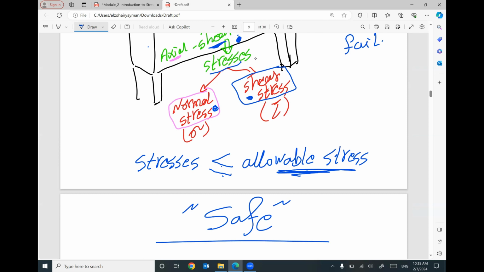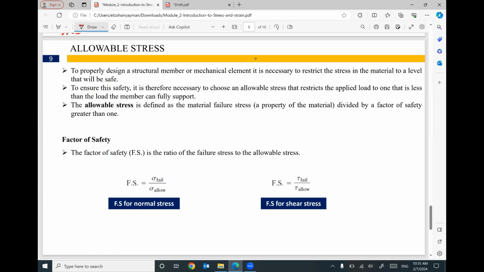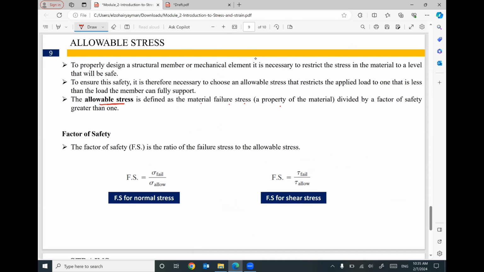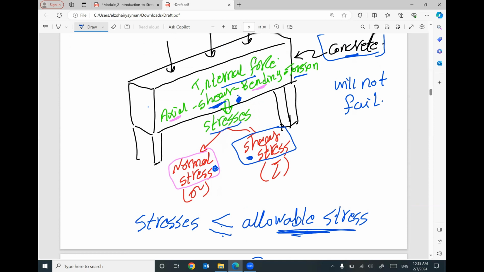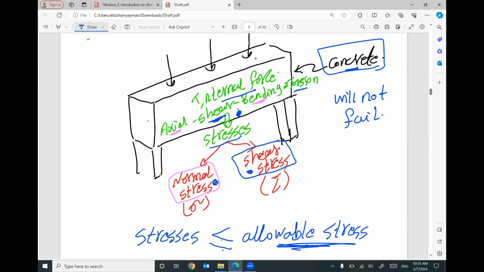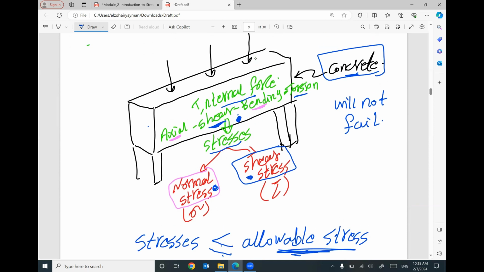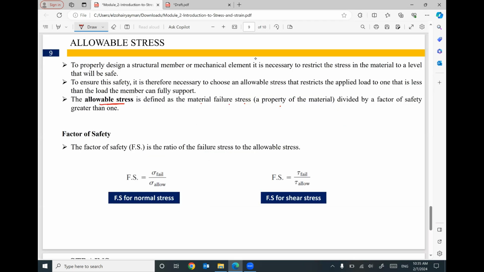That makes sense? So the allowable stress is defined as the material failure stress, which is a property of the material, divided by a factor of safety. We cannot take this risk. We cannot take this risk to design your beam to the highest level of stress that this material can support. So we have to take something called factor of safety.